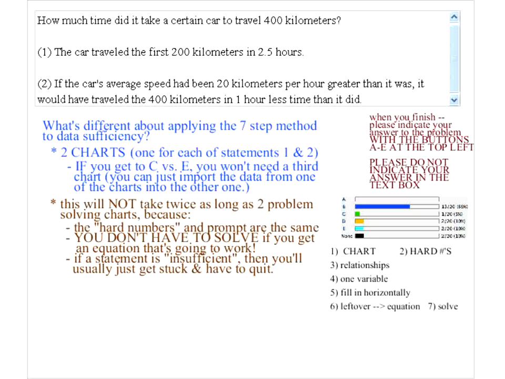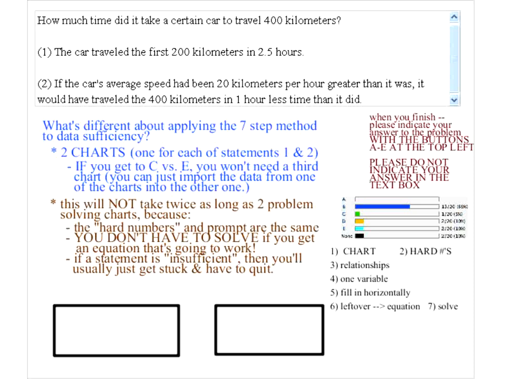And 7 is solve. So let's try this. Statement 1 and statement 2. Now what you should probably do is make them at the same time. So rate, time, distance; rate, time, distance. Who knows what the labels are for the rows? Go ahead and type in the text box.